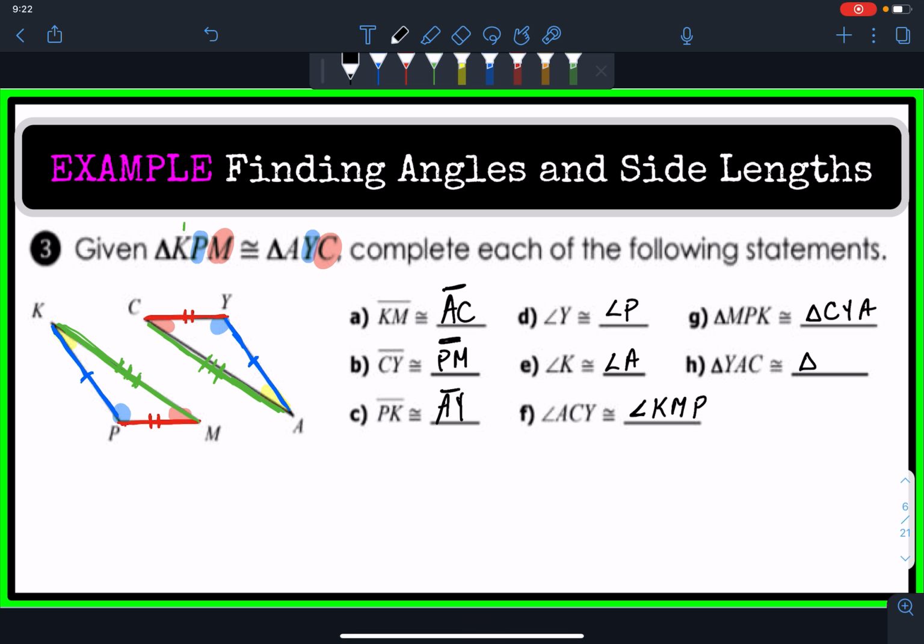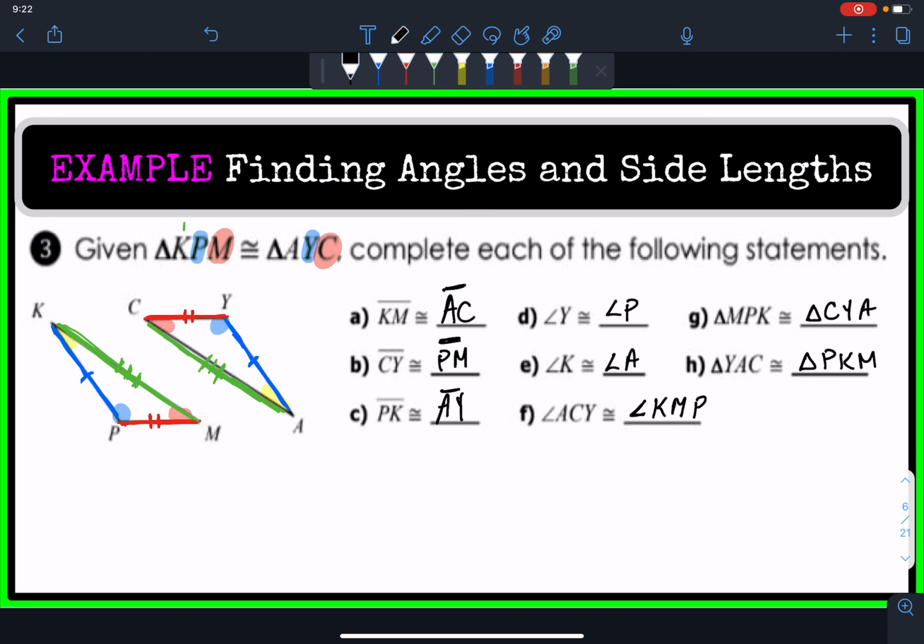And triangle WAC, YAC, will correspond to P, A corresponds to K, and the C corresponds to M, to PKM. So triangle PKM is congruent to triangle WAC.